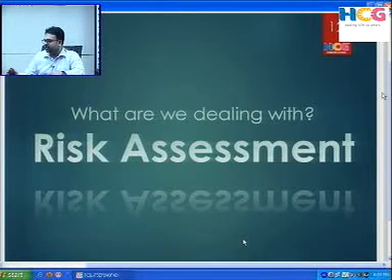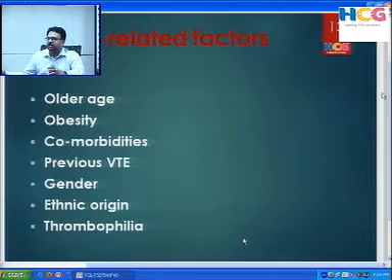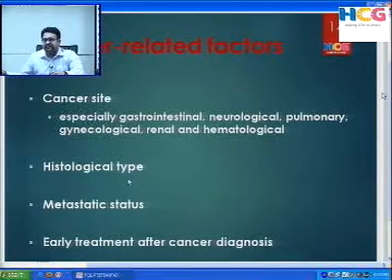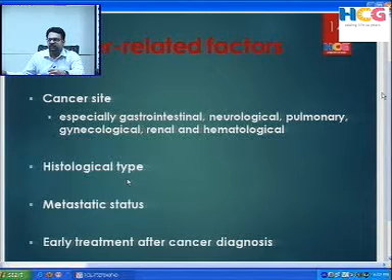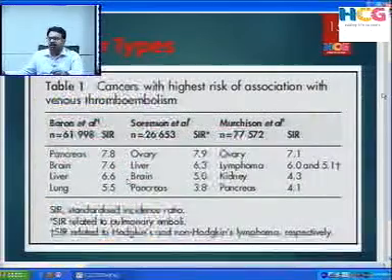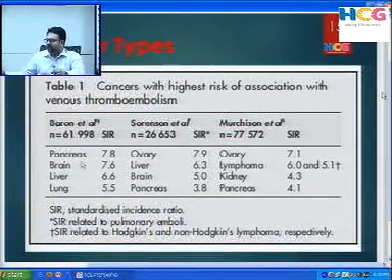So what are we dealing with? There are patient related factors which increase the risk of venous thromboembolism, such as old age, obesity, other comorbidities, previous history of venous thromboembolism, female sex, black ethnic origin and thrombophilia. There are cancer related factors like the cancer site, the histological type, the metastatic status of the disease, and early time after the cancer diagnosis.